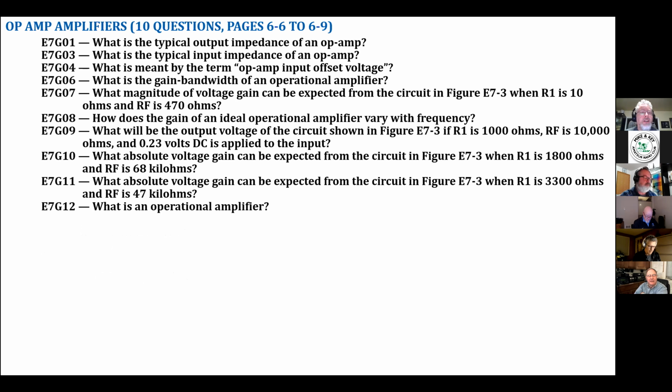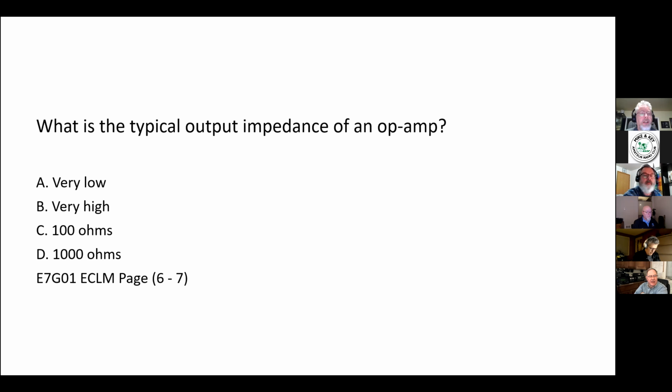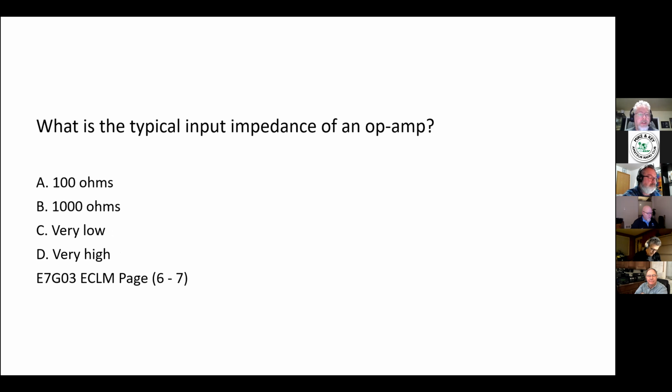Okay, next section is on op amplifiers. 10 questions. What is a typical output impedance of an op amp? A, very low. B, very high. C, 100 ohms. Or D, 1000 ohms? Alpha. Alpha is correct, very low.